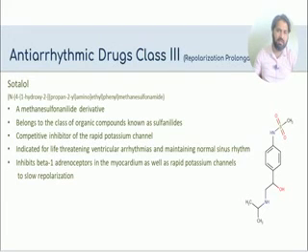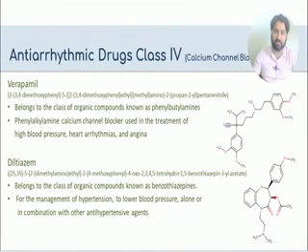Next is the class 4 antiarrhythmics, and the examples are verapamil and diltiazem. These drugs, verapamil and diltiazem, slow the inward calcium ion currents, which are voltage sensitive channels in the cardiac fibers. So these slow down the atrioventricular conduction and the sinus rate. So these are the two drugs of this class, verapamil and diltiazem.